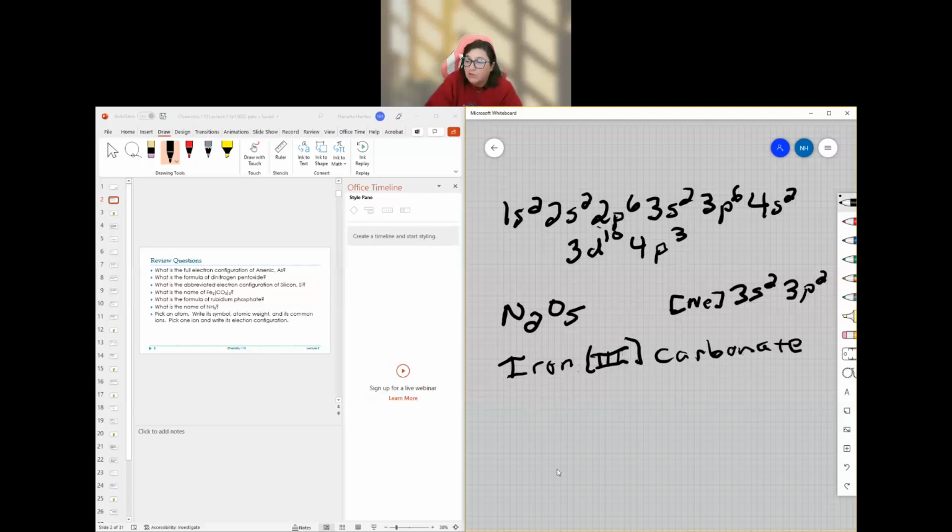Awesome. What is the formula of rubidium phosphate? Well, rubidium is Rb, it's number 37, which is an alkali metal. So it's going to be a plus. I know that phosphate is PO4 3-. And that means in order to make this neutral, I need Rb3PO4. Okay? Yahoo, we did that.